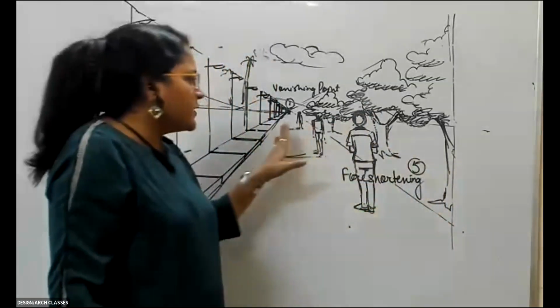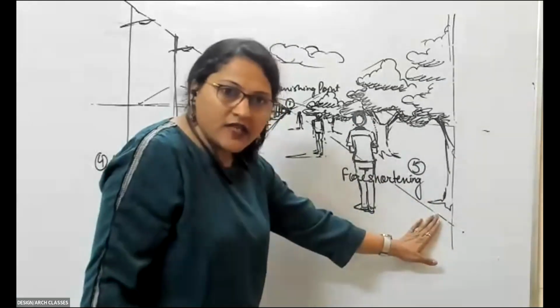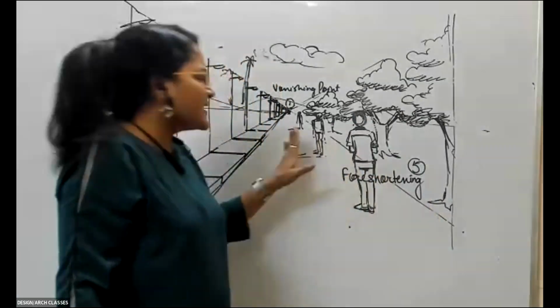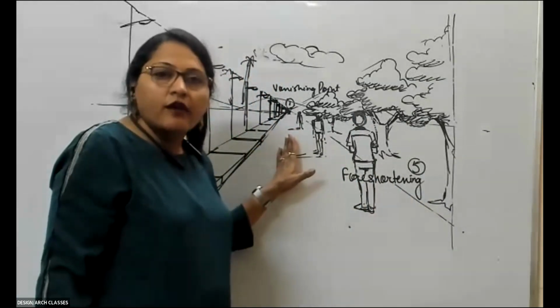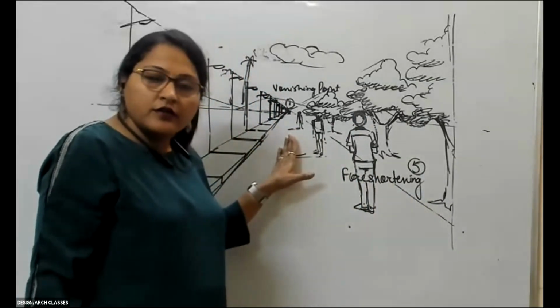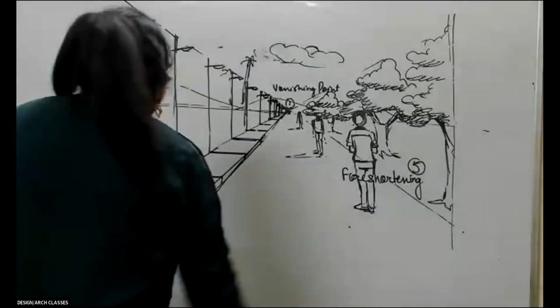सामने की चीज बड़ी, दूर की चीज छोटी. ठीक है, the object which appears near to us appears bigger in size than the objects which are placed at a distance. Foreshortening. Did you write? Yes, ma'am. So this was 5.